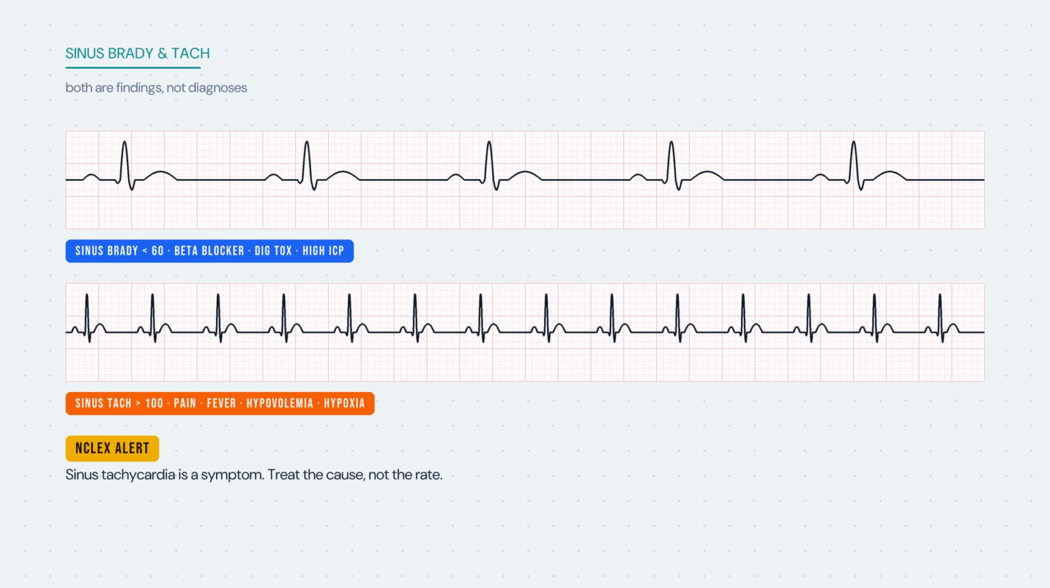Sinus tachycardia, over 100. And this is the one students get wrong. Sinus tach is almost never the problem. It is the answer to a question. Pain, fever, low volume, low oxygen, anxiety, blood loss. Do not treat the number. Find what it is compensating for.